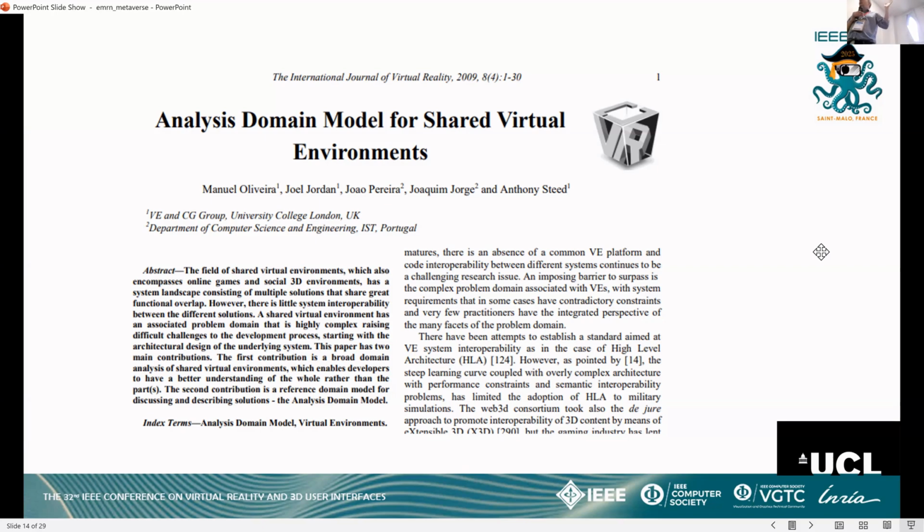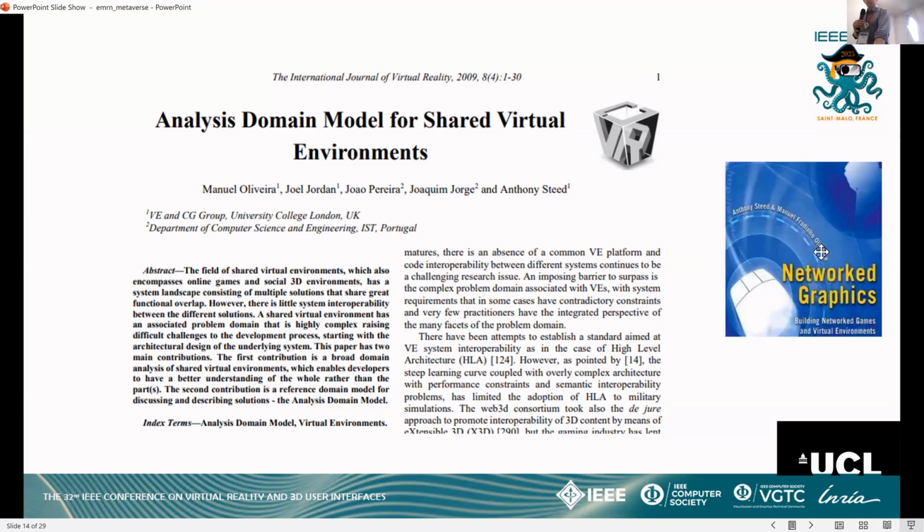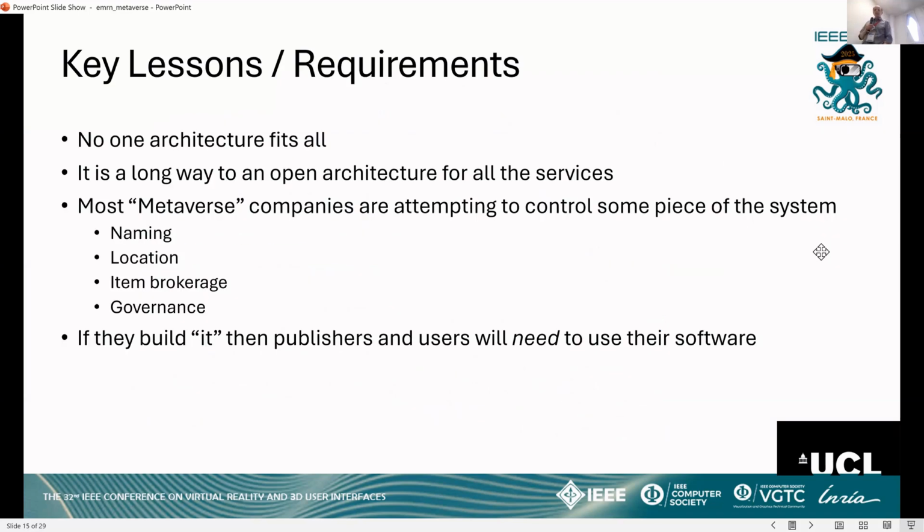But there isn't a newer overview of what comes from the distributed systems world about large-scale real-time architecture. If you notice the term high-level architecture there, it's almost teasing the fact that that's about as extensible as it gets in software engineering terms for distributed systems. So the key lesson here is that no one architecture fits all the systems so far. It's a long way to an open architecture because they're quite complicated.